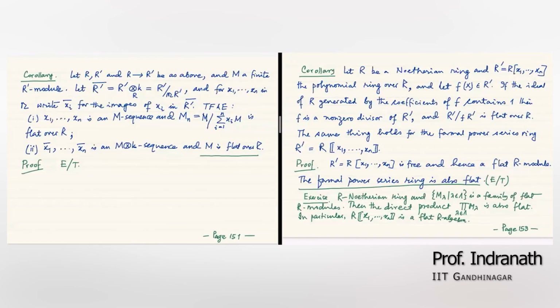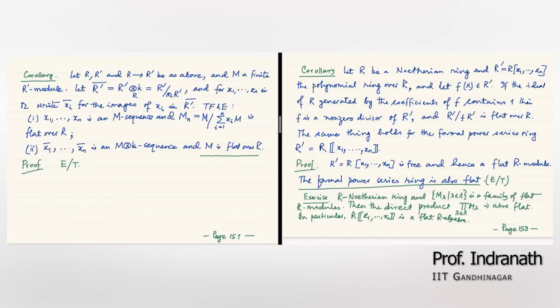So first of all, you can probably guess by now how we are going to manage this. But anyway, let us go through the steps. It's not difficult because we have proved almost everything that we require. So this is a free and hence a flat R module. And the formal power series ring is also flat. By the way, this is an exercise. I have kept this as an exercise only, and this will also be added. So this is an exercise from Matsumura's book.